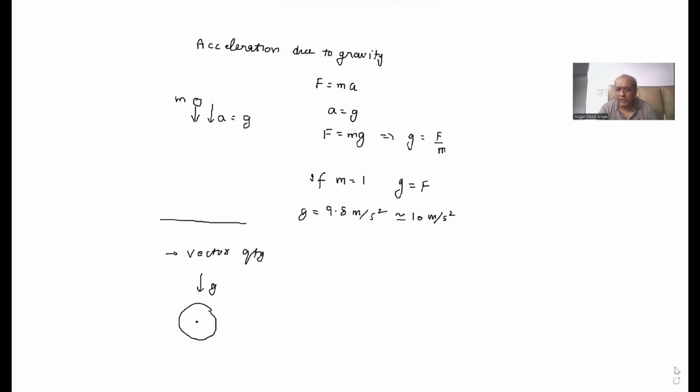Now we can see the relation between small g and capital G, that means acceleration due to gravity and the universal gravitational constant. Suppose we consider Earth as a spherical body. Let O be the center of Earth, let capital M be the mass of the Earth, and the radius of Earth is taken as capital R.